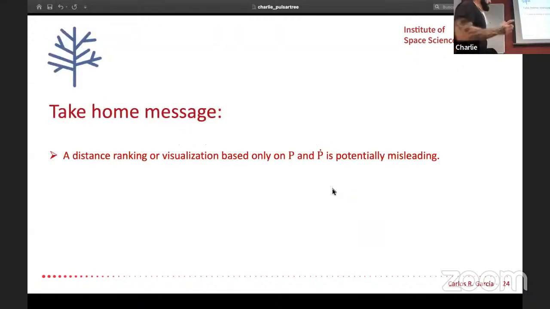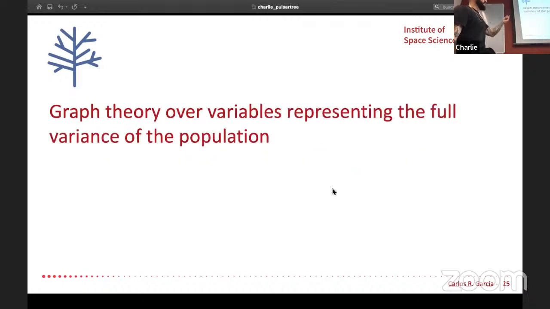There is one important thing that I would like to give you. If you use distance rankings or try to do any kind of visualization using only the spin and spin derivative, you are going to get different information from the selection of the rest of the variables that we have been considering today. So this is kind of the idea of this point. I think this is the core of this project.